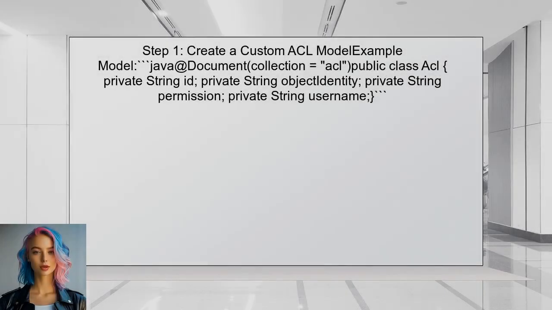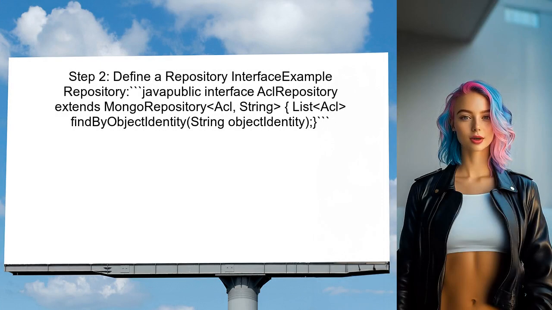To implement access control lists with Spring Data MongoDB, the user should first create a custom ACL model. This model will represent the permissions and the associated resources in MongoDB. Next, the user needs to define a repository interface for the ACL model. This will allow for easy CRUD operations on the ACL documents stored in MongoDB.